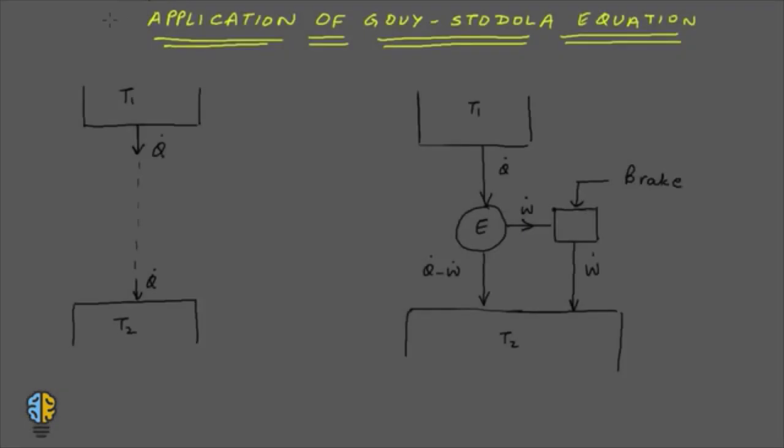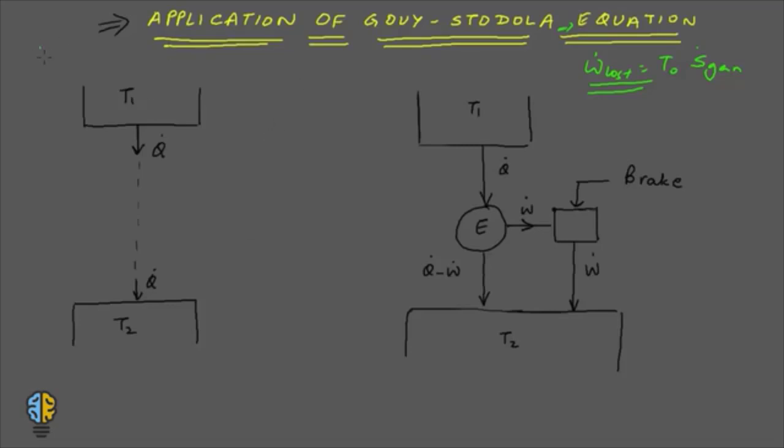Now let's talk about the applications of the Gouy Stodola equation. If you remember, the equation was that the work lost due to the irreversibility is equal to T naught, that is the temperature of the surroundings, into the rate of entropy generation. So this was the Gouy Stodola equation. Now, the first application of this equation is heat transfer through a finite temperature difference.